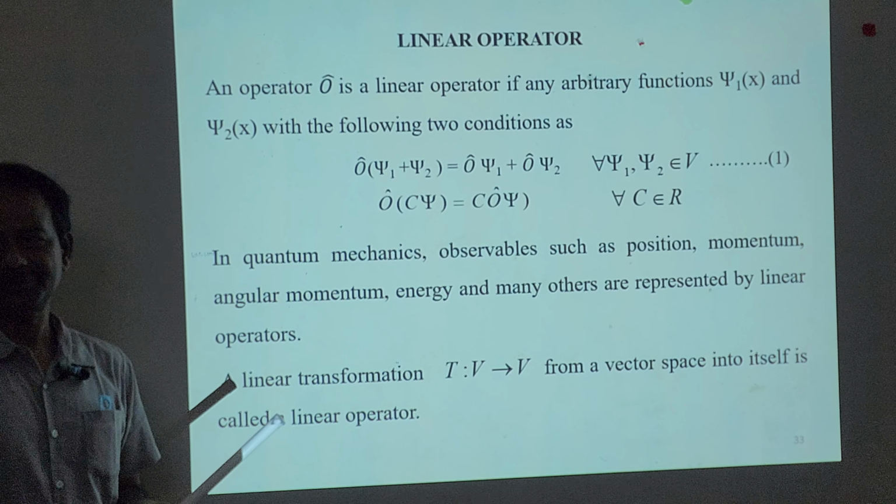Suppose d by dx of x squared. What is the value? 2x. 2 is the eigenvalue. What about x? Here you have differentiated x squared and obtained only x, so it is not an eigenfunction. It is simply a function. Is it okay? So here psi is an eigenfunction and this equation is known as the eigenvalue equation. If the same wave function is obtained, that function is known as an eigenfunction. This equation is known as the eigenvalue equation.